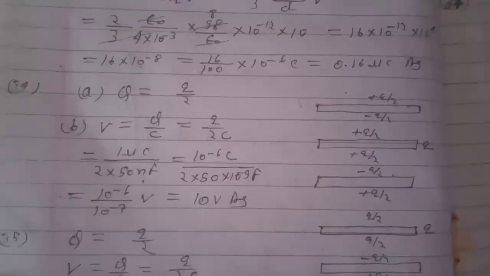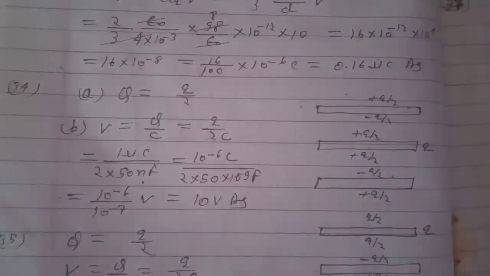Next, question 34. The capacitance between the adjacent plates shown in the figure is 50 nanofarad. A charge of 1 microcoulomb is placed on the middle plate. A. What will be the charge on the outer surface of the upper plate? B. Find the potential difference developed between the upper and the middle plate.